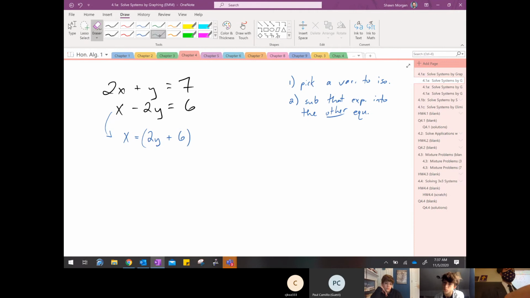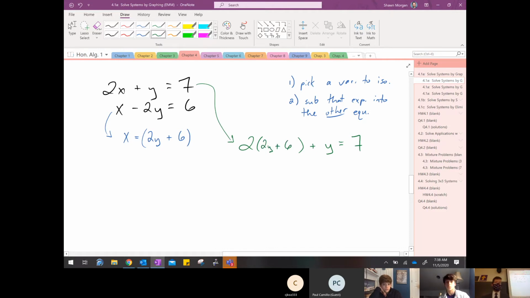watch what happens. If we plug it into the other equation, instead of 2x plus y equals 7, we're going to do 2 times 2y plus 6. Okay, now we're cooking. Can you guys help me simplify some things out? What property should I use to start with? Distribution. Very good. We're going to do the distributive property for 4y plus 12.